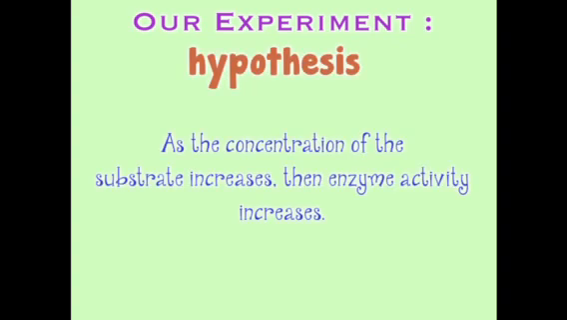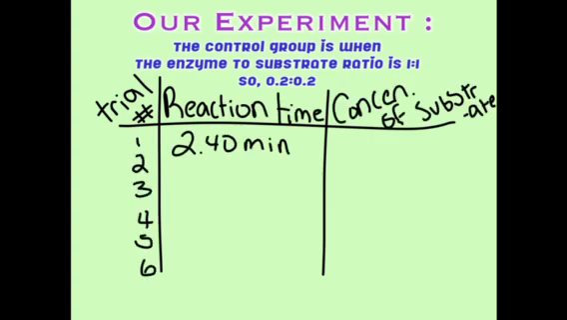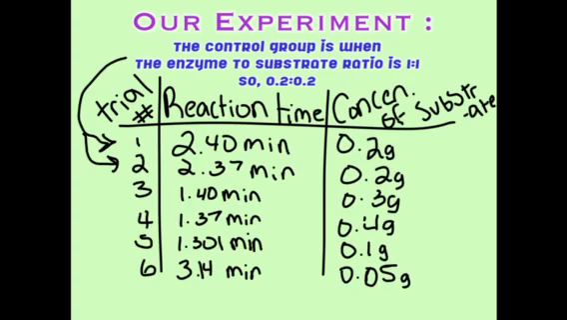Hypothesis: as the concentration of the substrate increases, then enzyme activity increases. The control group is when the enzyme to substrate ratio is 1:1, so in our case it is 0.2 to 0.2. Our control groups are trials 1 to 2, and here's our data.